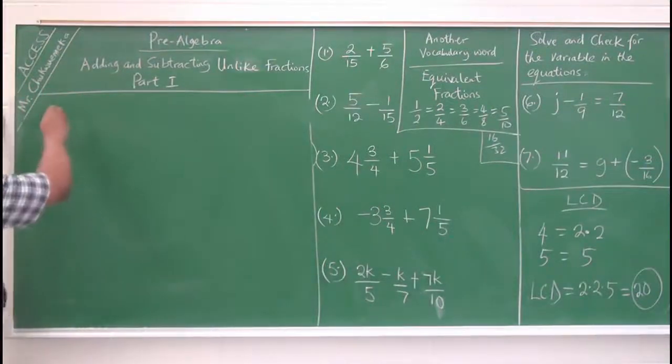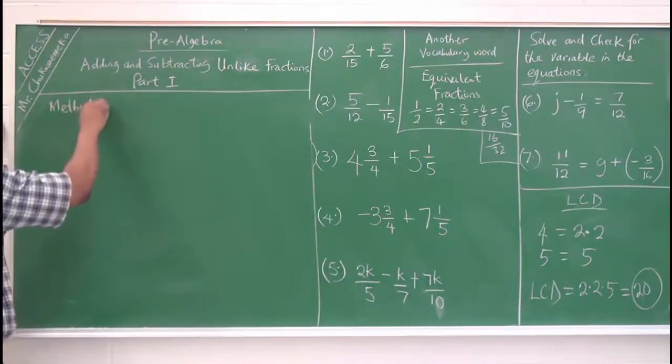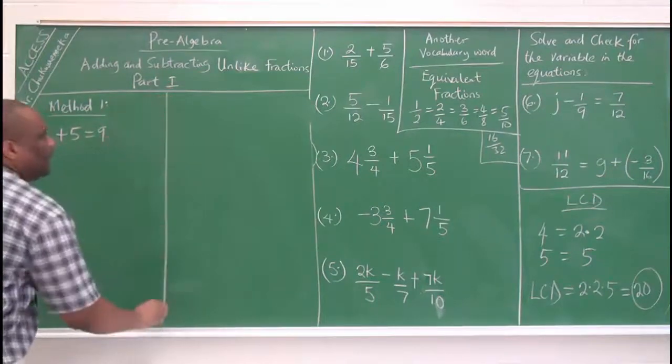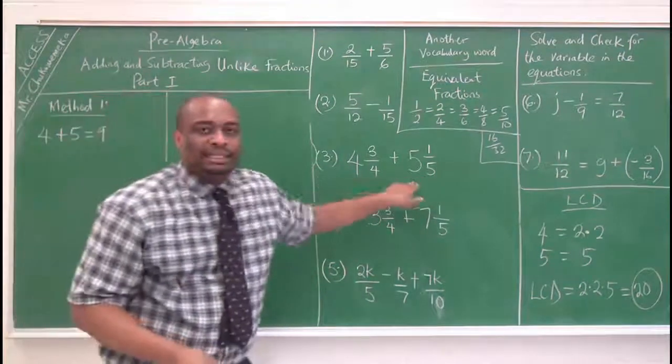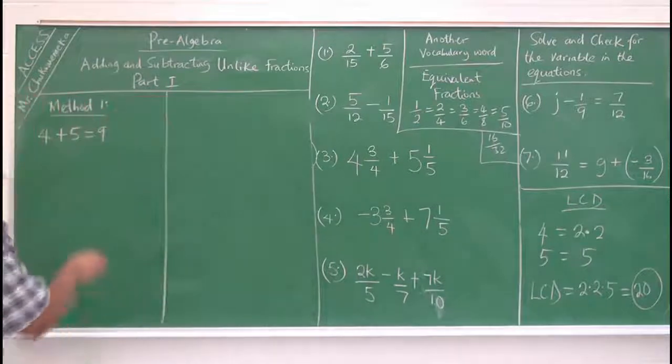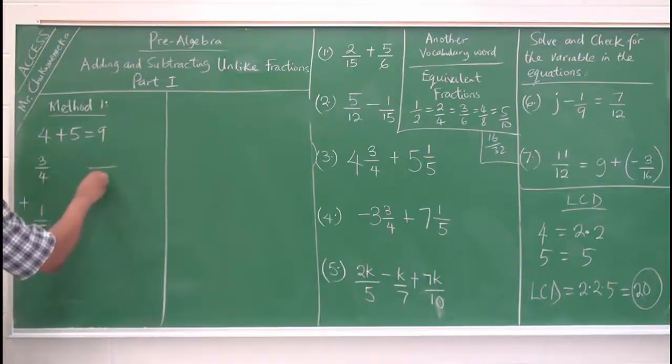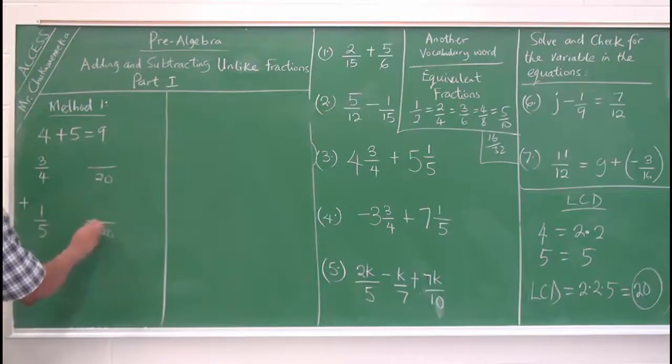So what we want to do now is use the first method, method 1. 4 plus 5 will give us 9. Right? And then we add the integers, and then we add the fractions. 3 out of 4 plus 1 out of 5. So the LCD here is 20 over 20.